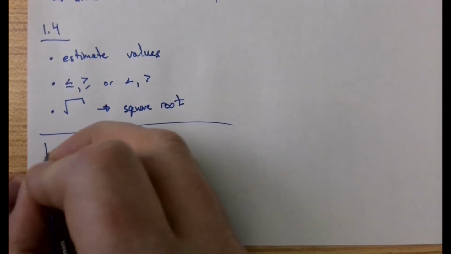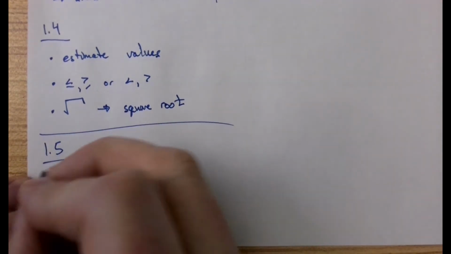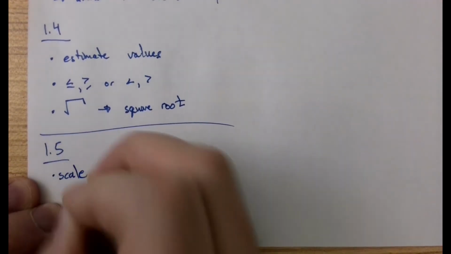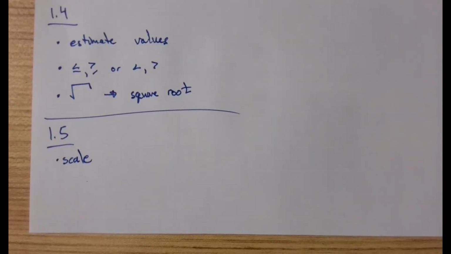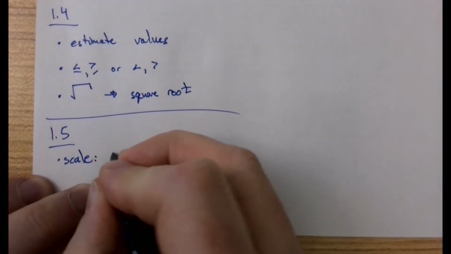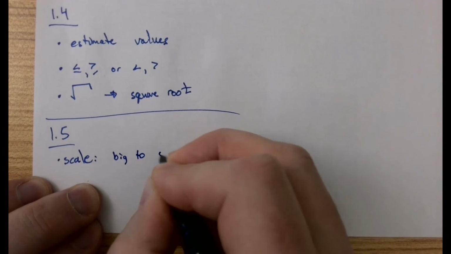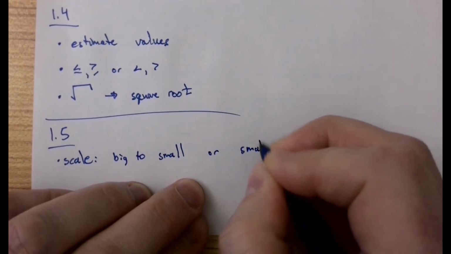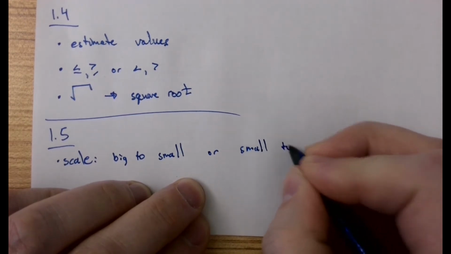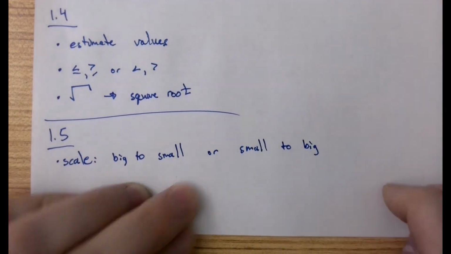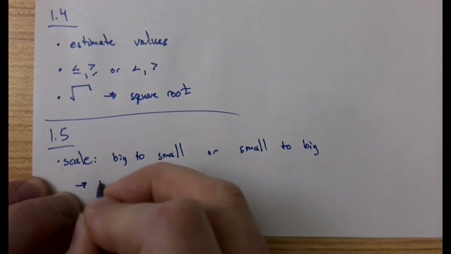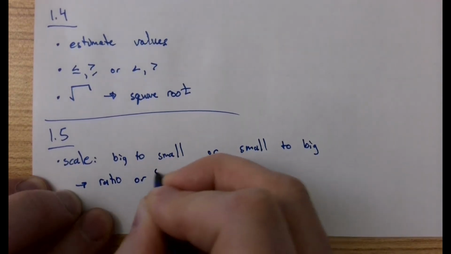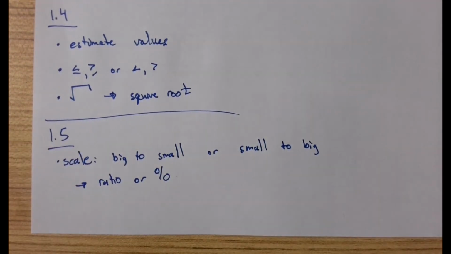And then section 1.5, we did scaling. And this is really what you're doing in project 2 with your recipe. The idea here is how do you go from big to small and/or small to big using your scale factors. And these could be given to you either as a ratio or a percent, either way, and you need to know how to work with that.